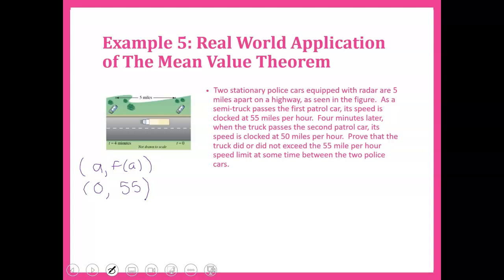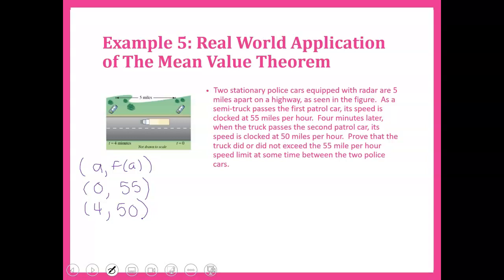4 minutes later, so that's my B value. So B is 4. When the truck passes the second patrol car, its speed is clocked at 50 miles per hour. Prove that the truck did or did not exceed the 55 mile per hour speed limit at some time between the two police cars.